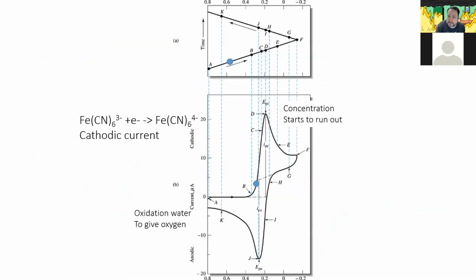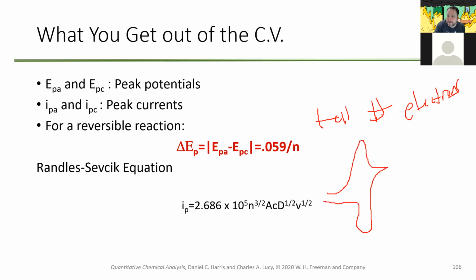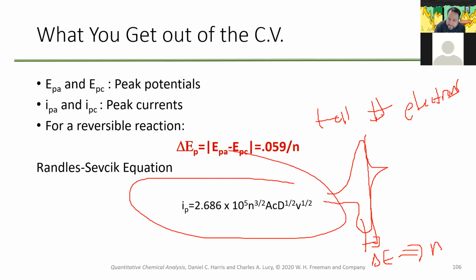Okay, so to be able to do this guy, you should be able to tell me the number of electrons. And so if you've got a cyclic voltammogram that looks like this, I can figure out my delta E, and then from that I can figure out my number of electrons. All right, Randles-Sevcik equation, I would give you that.